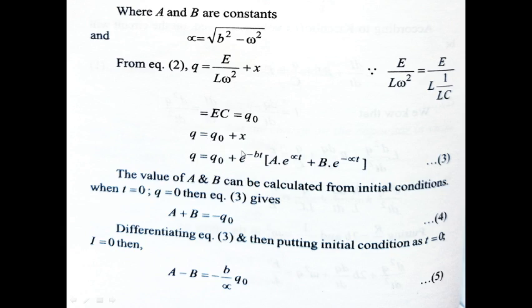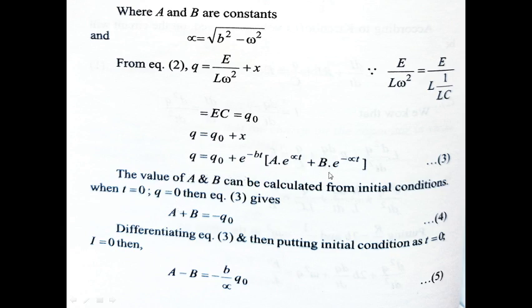Now use the value of x, that is the solution of that equation. So q = Q0 + e^(−bt) (A e^(αt) + B e^(−αt)). That is our equation number 3. Now we have to find the values of A and B, and these can be obtained by using the initial conditions. The initial condition is when t = 0, current is 0 and q is also equal to 0. Now use this condition in equation 3.